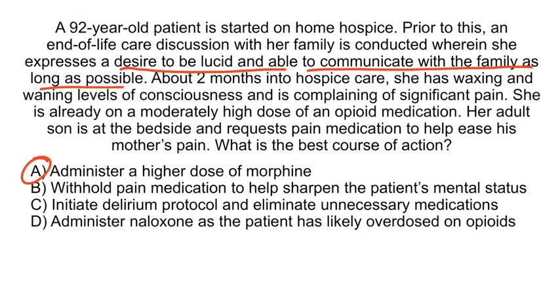B is incorrect because although the patient expressed a desire to remain as lucid as possible, the primary goal of hospice is to provide for maximum comfort for this patient. Therefore, it would be inappropriate to withhold pain medication in this instance. C is incorrect because even if the patient is suffering from delirium, she is nearing the end of her life and you should prioritize her pain treatment above all else. D is incorrect because the patient is not clearly overdosed on opioids and is continuing to complain of significant pain, which should be treated. So again, the correct answer is A. Administer a higher dose of morphine.